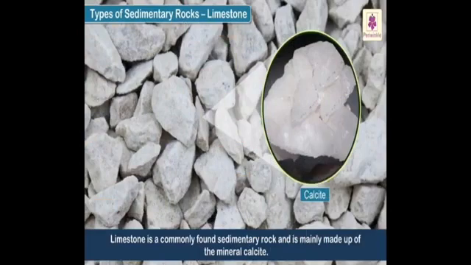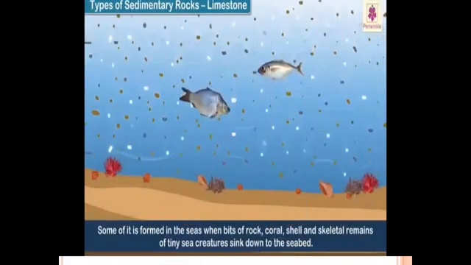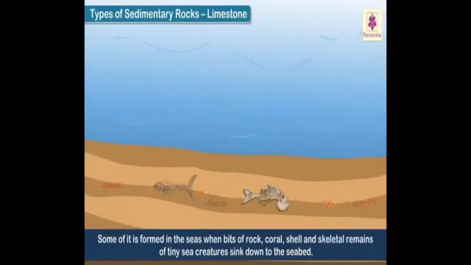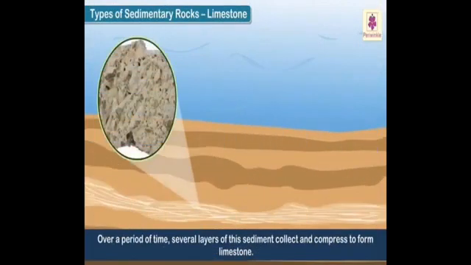Limestone. Limestone is a commonly found sedimentary rock and is mainly made up of the mineral calcite. Some of it is formed in the seas when bits of rock, coral, shell, and skeletal remains of tiny sea creatures sink down to the seabed. Over a period of time, several layers of this sediment collect and compress to form limestone.